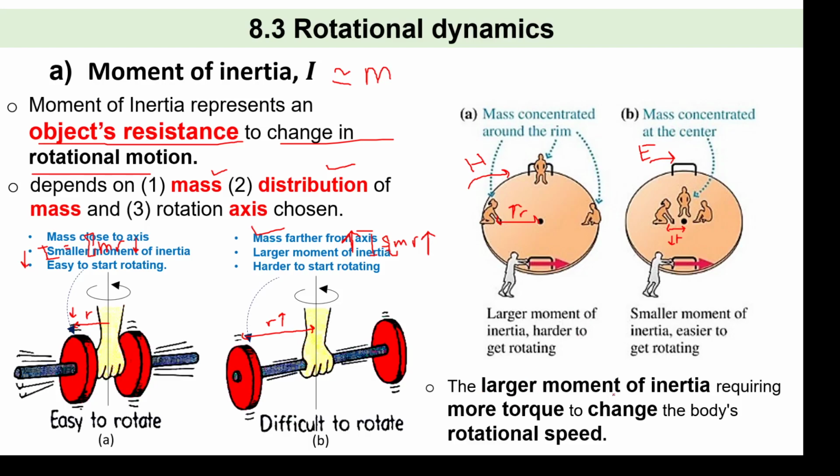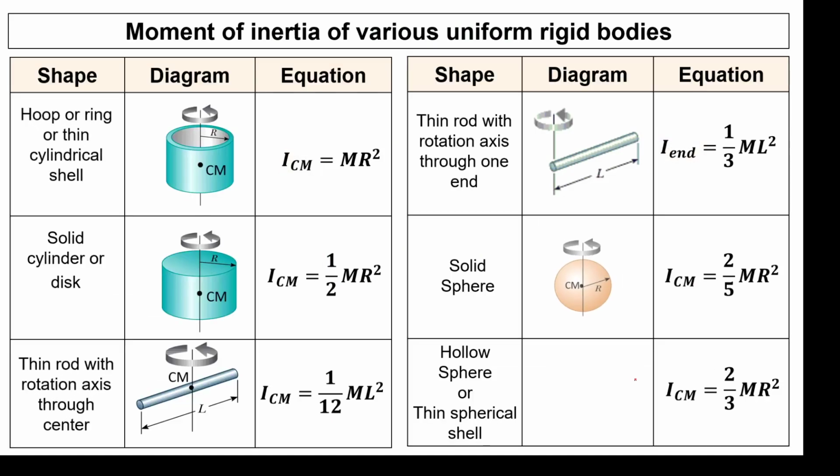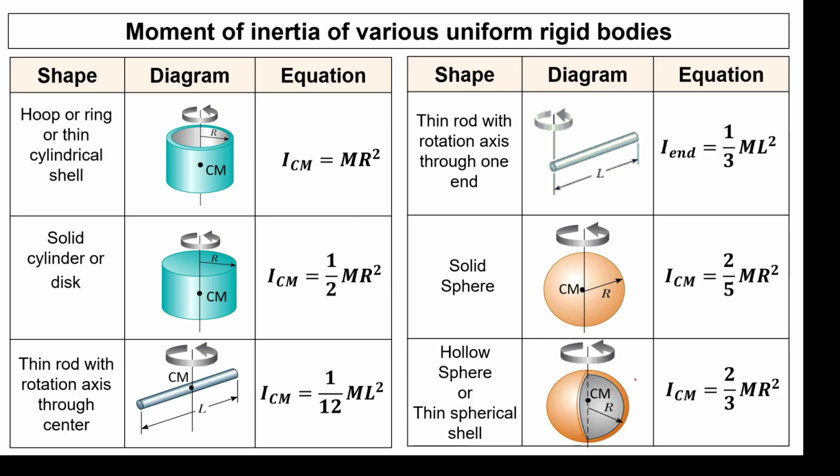A large moment of inertia requires more torque, meaning that it requires more force to change the body's rotational speed. From here I'm going to show you examples for different shapes of objects. We have cylinder, disc, rod, and sphere. All of those have different moments of inertia, because it depends on the mass, the distribution of the mass, and the axis of rotation. You have a thin cylindrical shell, where the mass distribution and the distance must vary, so you have different values of moment of inertia.